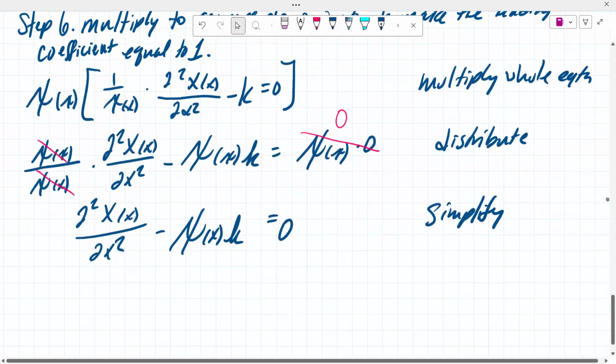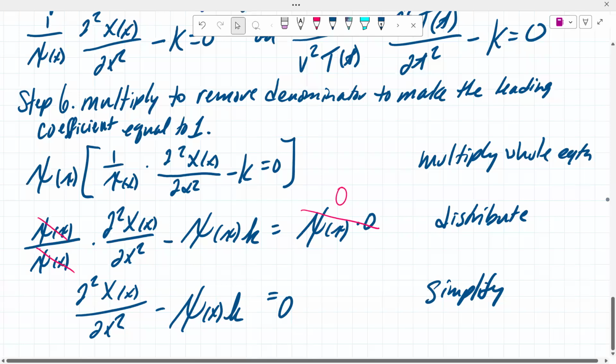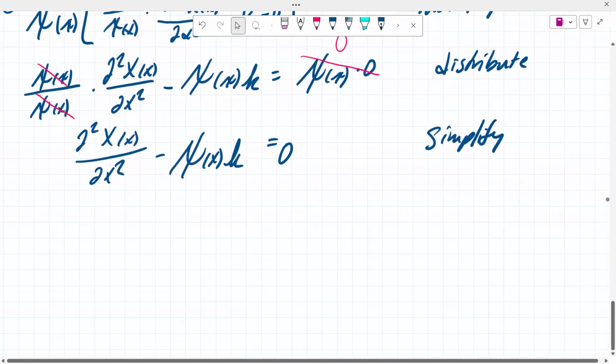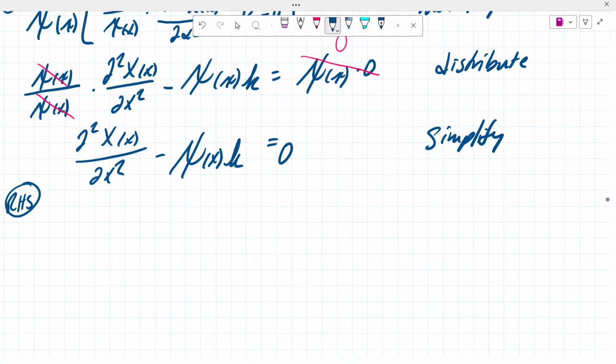So this one was the left-hand side, right? LHS, left-hand side. Now we need to do the right-hand side. It's not sides of equations, but sides of my screen here. All right, so what's next?